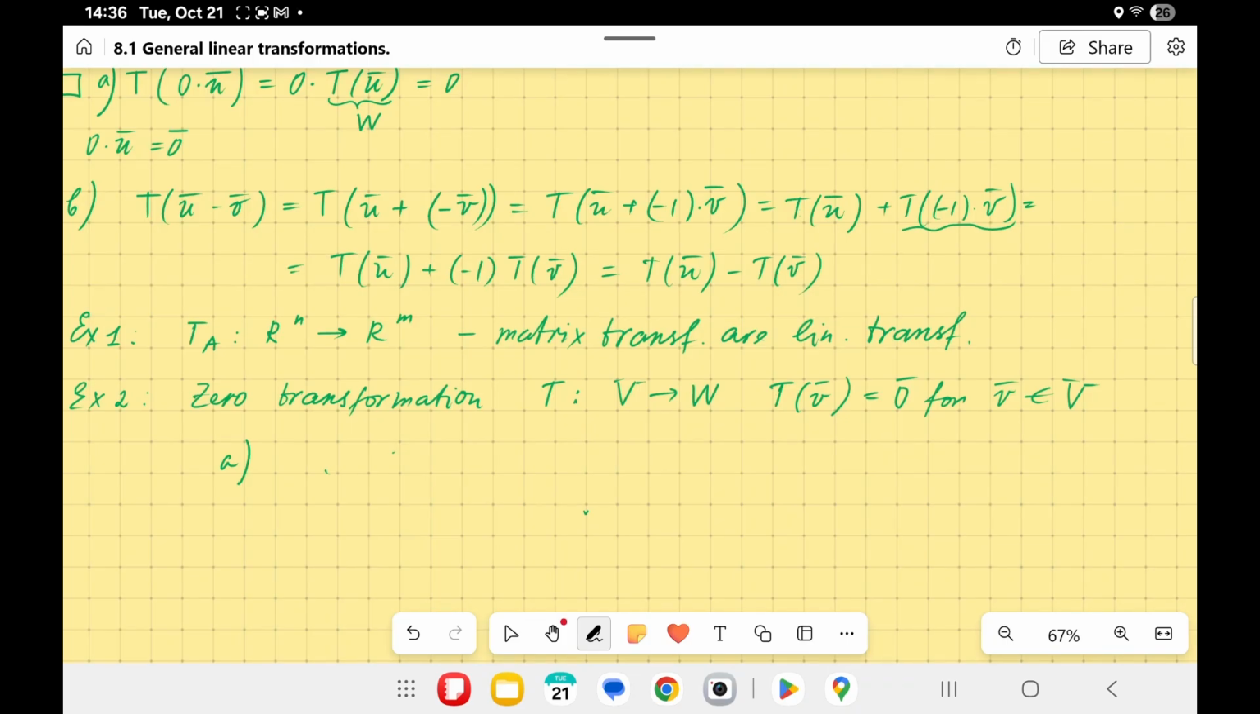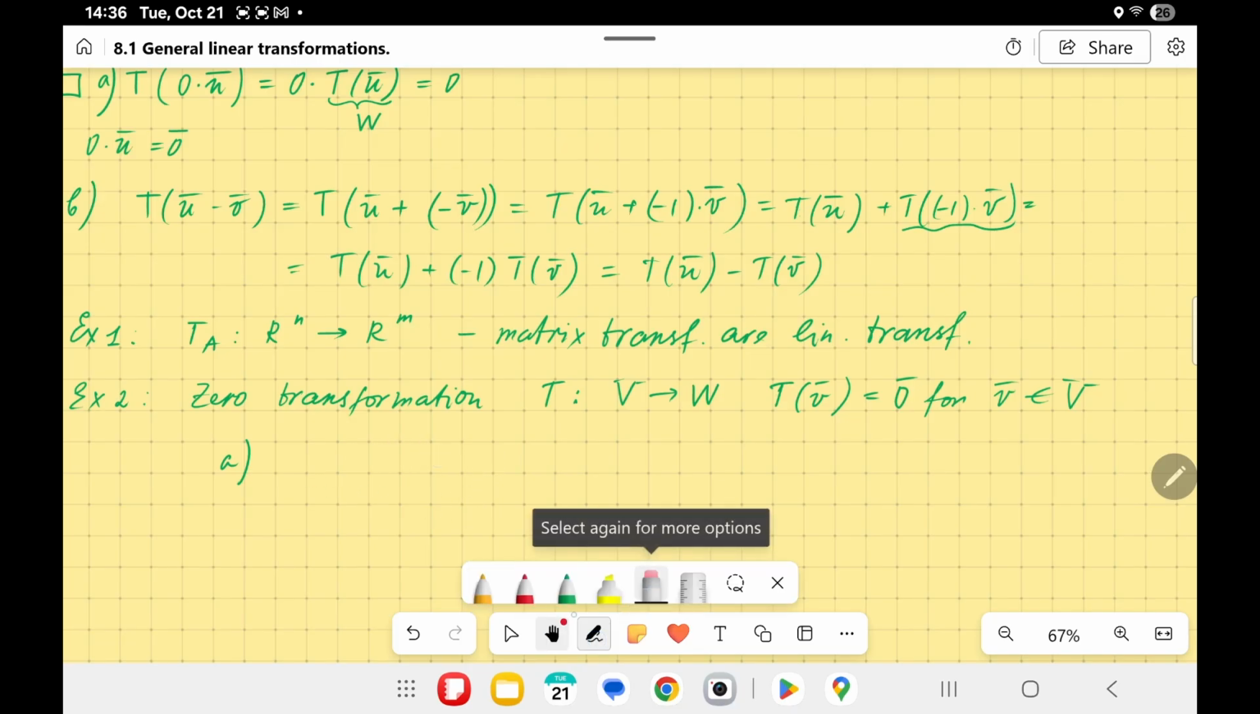Okay, let's check the homogeneity property. The transformation of Ku actually equals K times the transformation of U. Well, that's the homogeneity property, right? So what is the transformation of Ku?